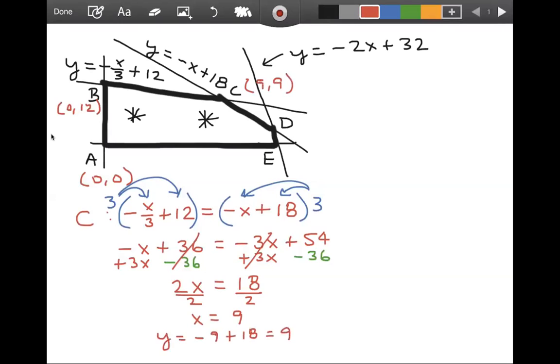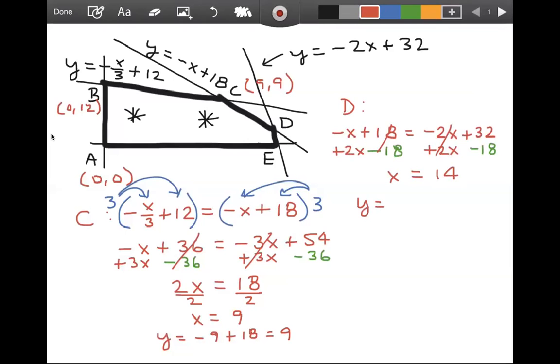All right, so that brings us to vertex D. Vertex D is the intersection of the lines y equals negative x plus 18 and y equals negative 2x plus 32. All right, so this equation's a little simpler. We'll add 2x to both sides and then subtract 18 from both sides. Which leaves us with x equals 14. And once again, I'll substitute that value into the equation y equals negative x plus 18. y equals negative 14 plus 18 comes out to 4. Vertex D is the point 14, comma 4.